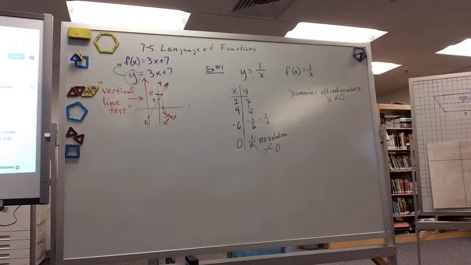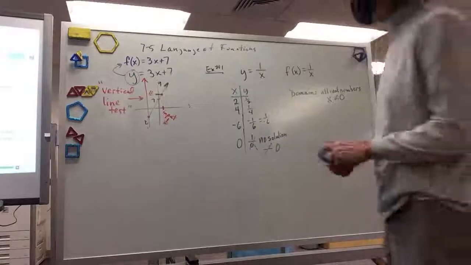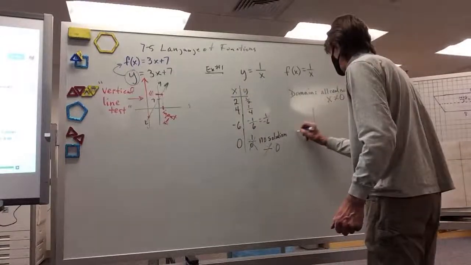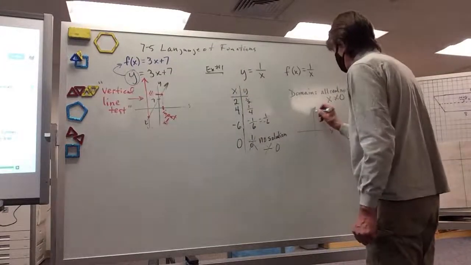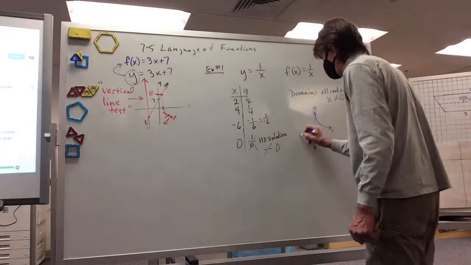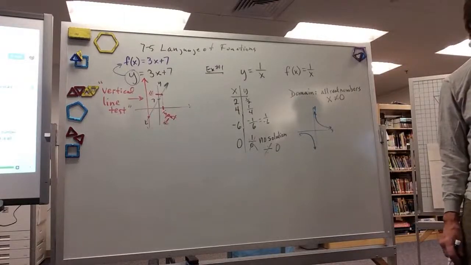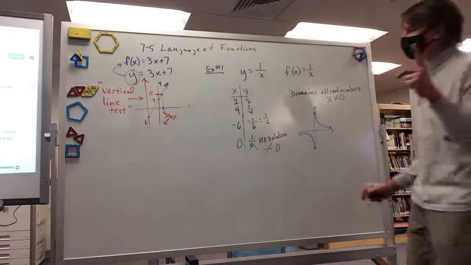Right. That shape of a graph, that's called a hyperbola. H-Y-P-E-R-B-O-L-A. And when that thing graphs, it does this, and it does this. And that line never crosses the y-axis. You think about this, if you will.